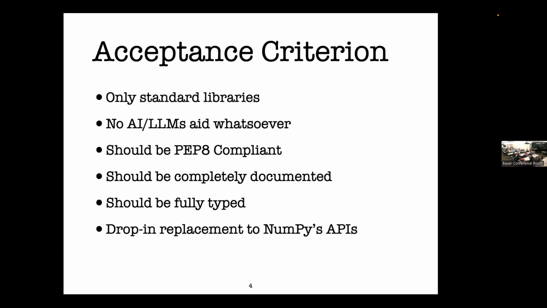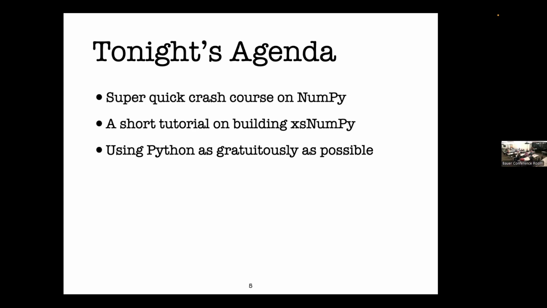I just like to have code written and properly maintained. It should be properly documented, so everything should have a good amount of docstrings, which explain themselves. It should be fully typed, so mypy, Pyright, whatever you use, it should be fully supported. And it should be a drop-in replacement for NumPy. What that means is, if you have xsNumPy and NumPy and you write the same APIs, they should work across the board in the same way. So these were a couple of rules that I put on myself when I was doing this project.